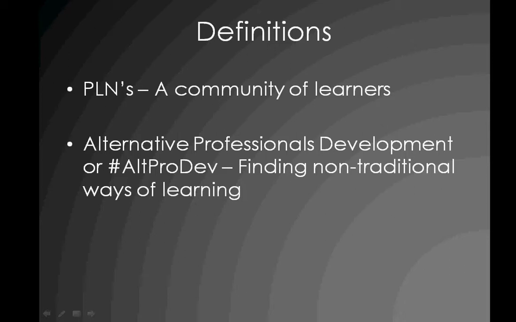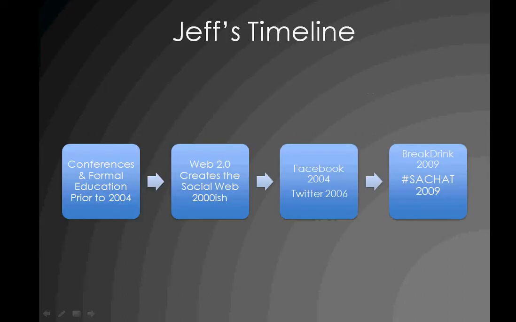So before I go too far, just a quick definition. For personal learning networks, I just put a community of learners, and this could be formal, informal. It does not have to be technology specific on here, but just a community of learners. And for alternative professional development, or altprodev is the hashtag that's used on Twitter about this, is finding non-traditional ways of learning. So what I mean by that, I created this little timeline.